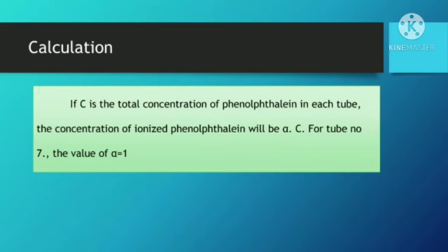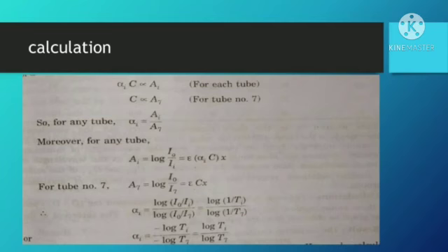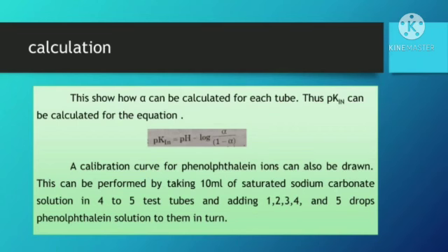Calculation. If C is the total concentration of phenolphthalein in each tube, the concentration of ionized phenolphthalein will be alpha times C. For tube number 7, the value of alpha is equal to 1. Calculation. This shows how alpha can be calculated for each tube. Thus, the pK can be calculated from the equation.